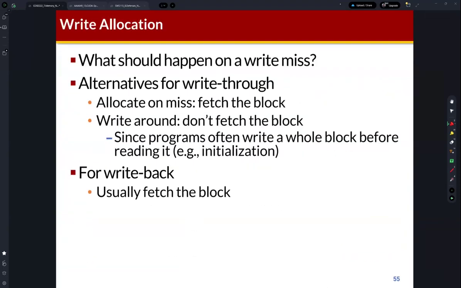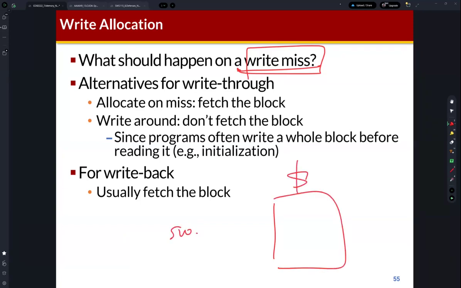And then we also need to consider the write miss case. A write hit means that the store instruction is executed, we want to write some data to the cache, and this data is found in the cache. A write miss means that the store instruction is executed, trying to write data to the cache, but this data is not found in the cache, right? This is the write miss case. Then what should we do?